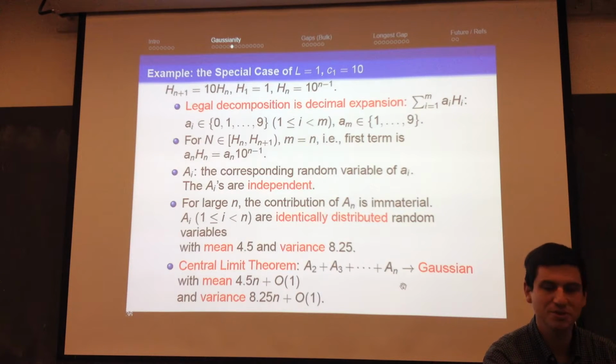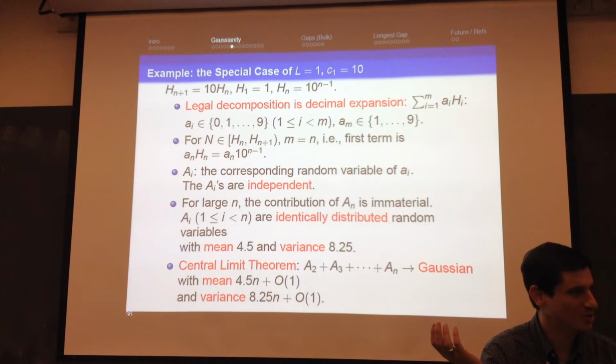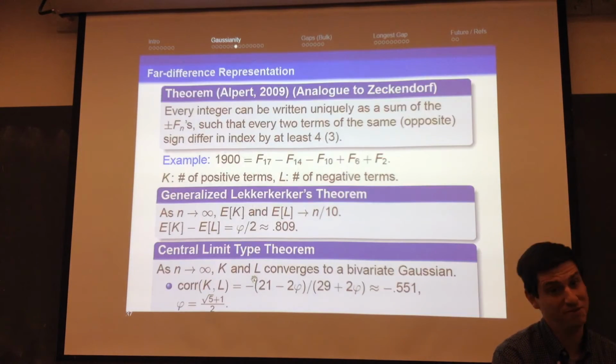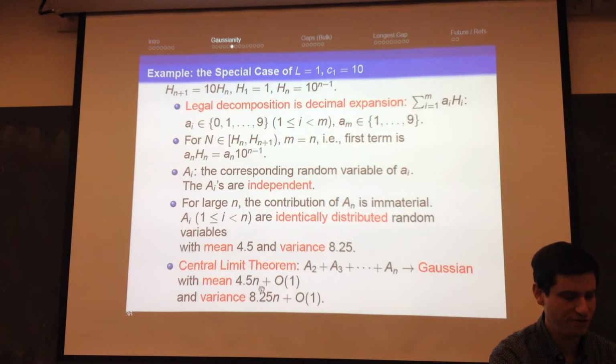What do we know about sums of independent random variables that are identically distributed and nice? Gaussian goes to a normal, central limit theorem. This is one of the nice applications of what we did. So this will converge to a Gaussian. We can calculate the mean very easily. It's 4.5n, with some small error term, and we can calculate the variance.